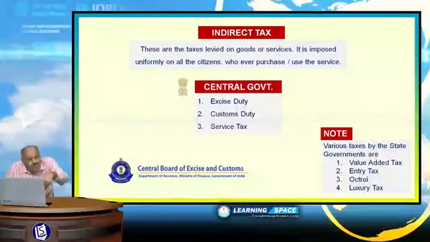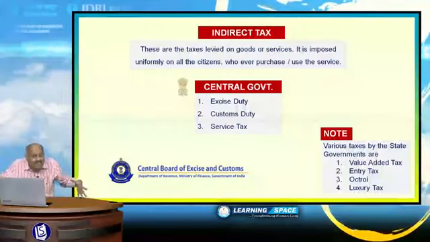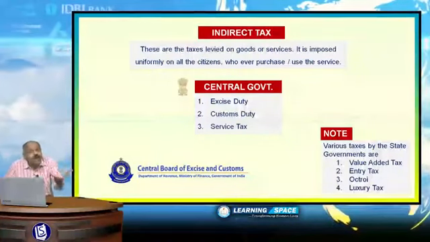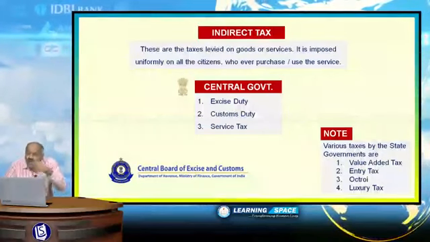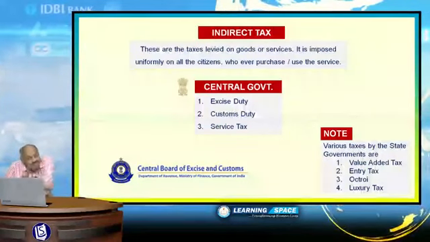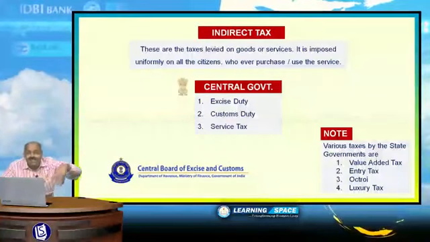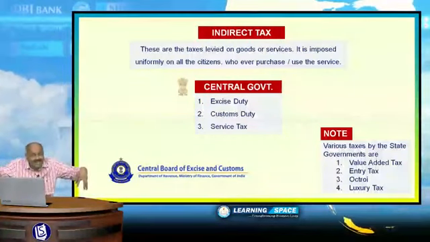Whoever is purchasing that goods, whoever is accessing that service, if you are going to some star hotel and having dinner, then you have to pay service tax. And if you are traveling in train, you have to pay service tax. There is no difference between rich and poor. So this is direct tax, indirect tax.